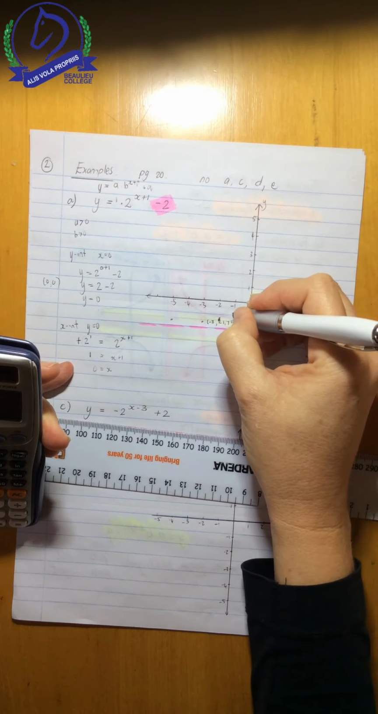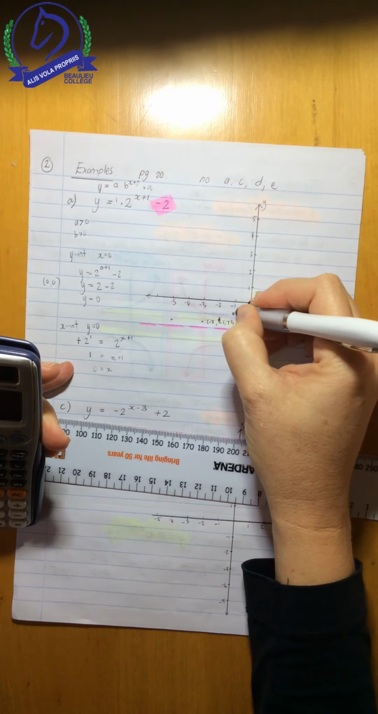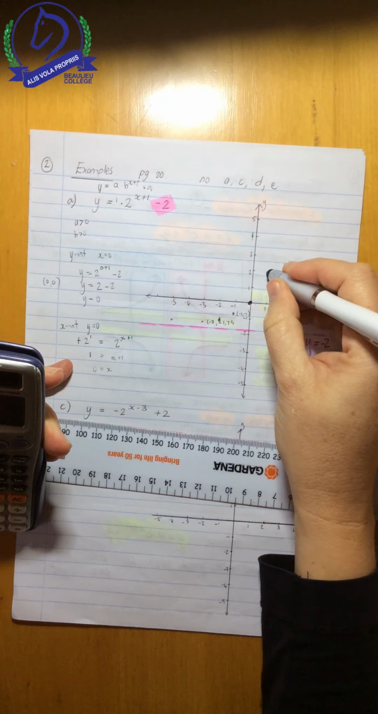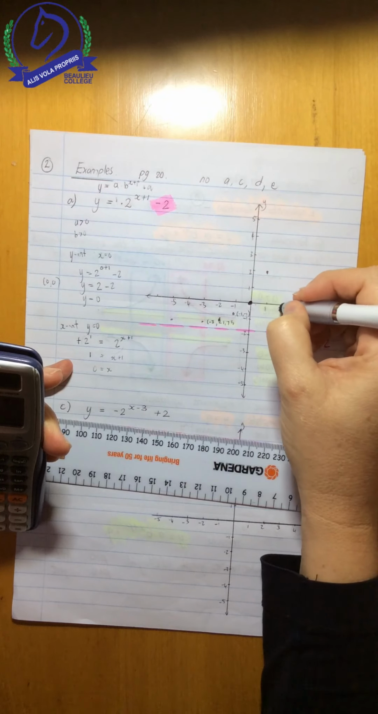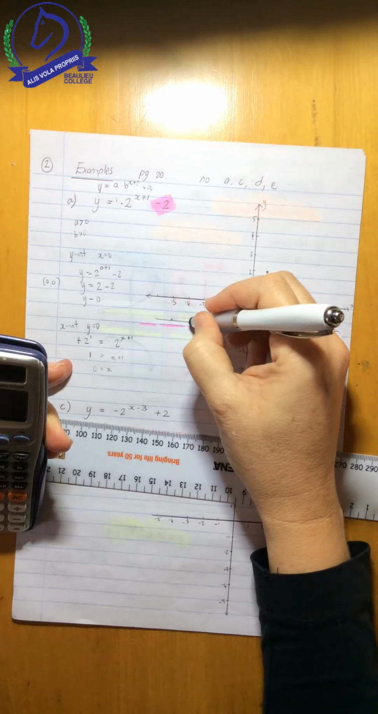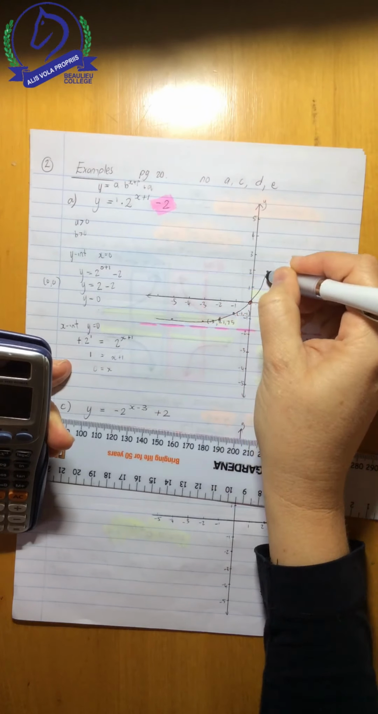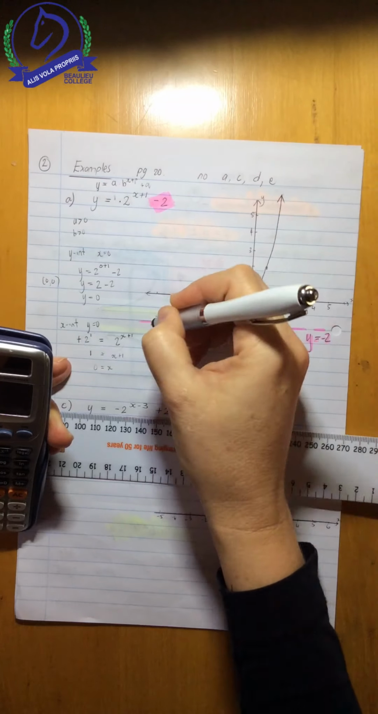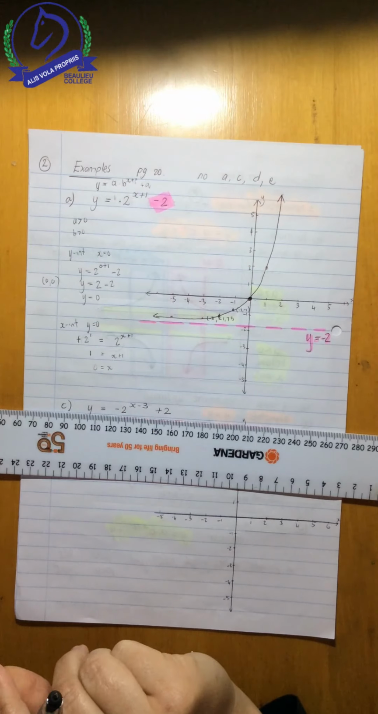Minus 1 and minus 1, that's a definite point. Then I have 0 and 0, 1 at 2, and 2 will go up to 6. So when I draw my exponential graph, that is how it's going to look.